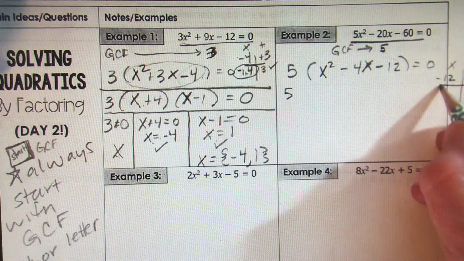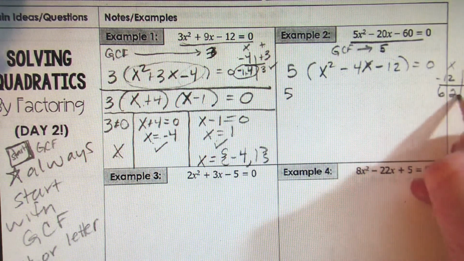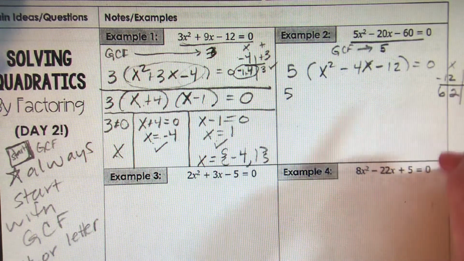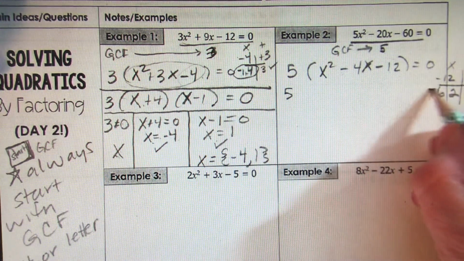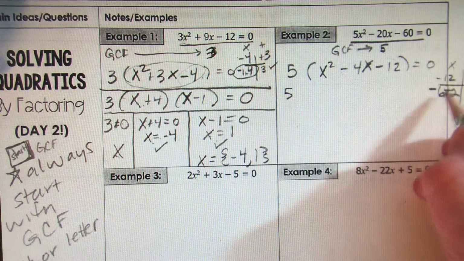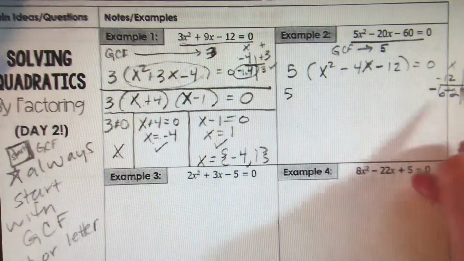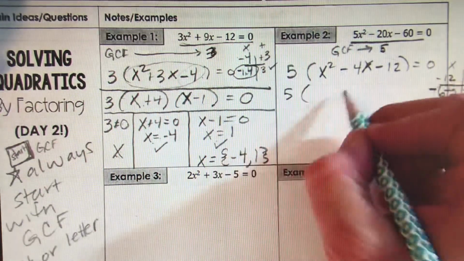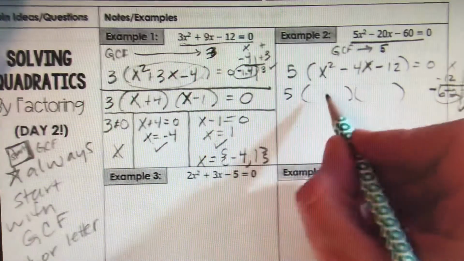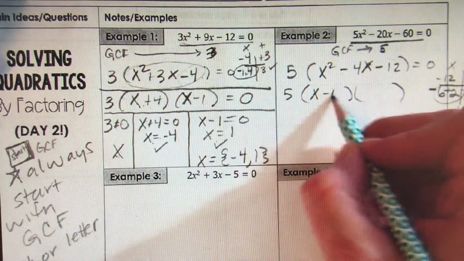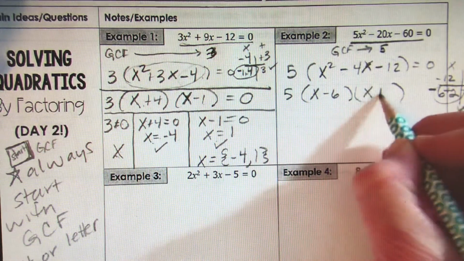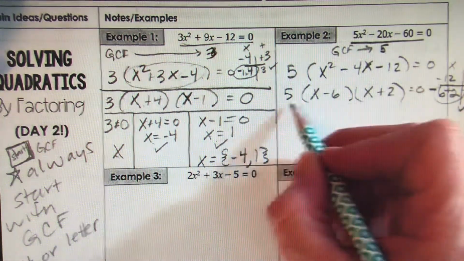Okay, so I know it's 6. Oh, I think 6 and 2 are going to be my friends. 1 has to be negative, and it has to be the larger number. So -6 plus 2 is -4. That's going to work. So now I'm going to rewrite it. So I should have x minus 6 and x plus 2 equals 0.